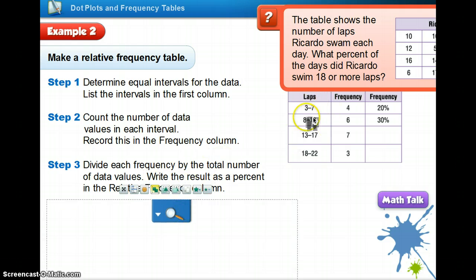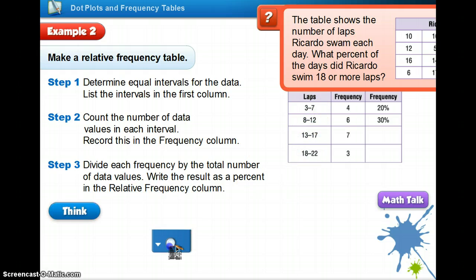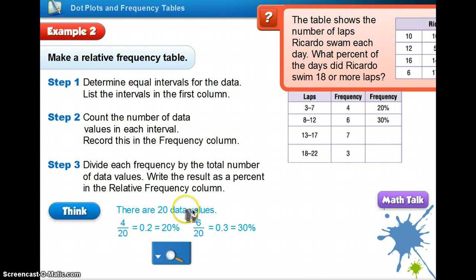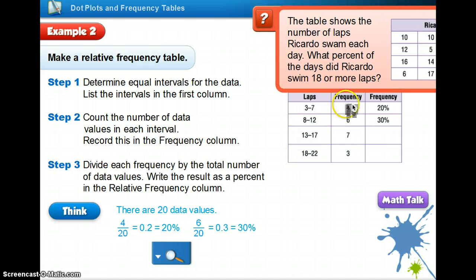So what we have to do is divide each frequency by the total number of data values. What that means is there's 20 numbers, and you divide it by 4, and that's where you get the 5 from. But here what they're talking about is 6, there's 4 frequency. This happened 4 times. You divide it by 20, and you get 20%. This is going to be 35%. This is going to be 15%. And all your percents should add up to 100%.